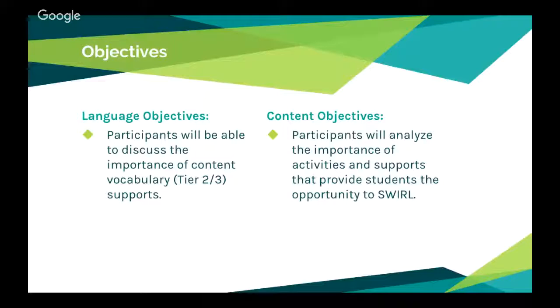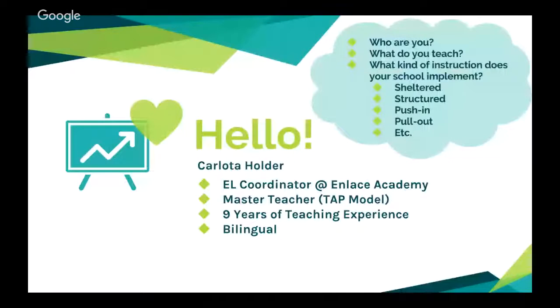So I've got some objectives for us today. I want us to be able to discuss the importance of content vocabulary, Tier 2 and Tier 3 supports. And our content objective today will be, you should be able to analyze the importance of activities and supports that provide students the opportunity to swirl. If you don't know what swirl means, I promise you'll know here in a few minutes.